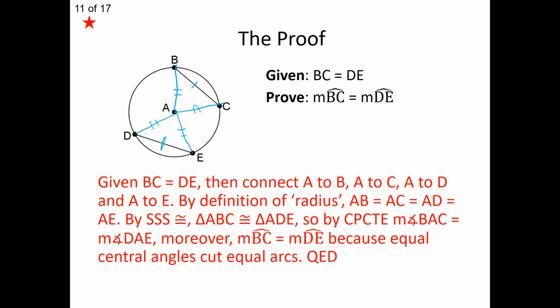So then by our good pal CPCTE, we know that their central angle measures here are equal. Well, what we just proved was that central angles of equal measure will cut arcs of equal measure as well. So moreover, we know then that the arcs that they're cutting, which are specifically arc BC and arc DE, are now equal in measure because equal central angles cut equal arcs. And there we have it, the proof that equal chords, chords of equal length, will cut arcs of equal measure.